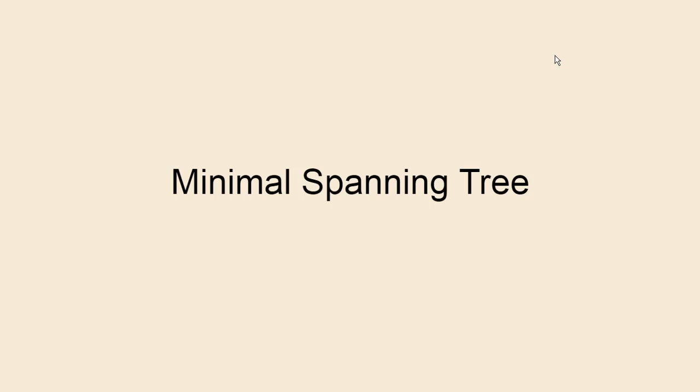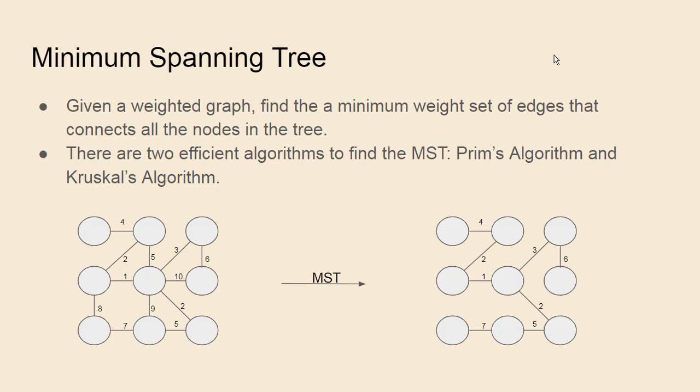The second topic we want to cover in this lecture is the minimum spanning tree. Given a weighted graph, that means every edge has a weight associated with it, we want to find a minimum weight set of edges that connect all the nodes to form a tree. Essentially we want to connect everything together, and we want the total edge weight to be minimum.